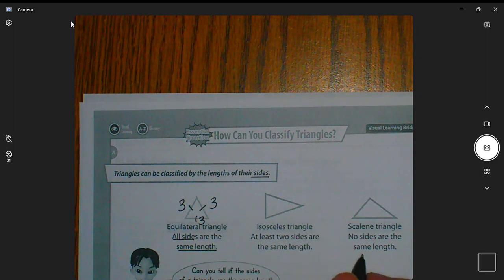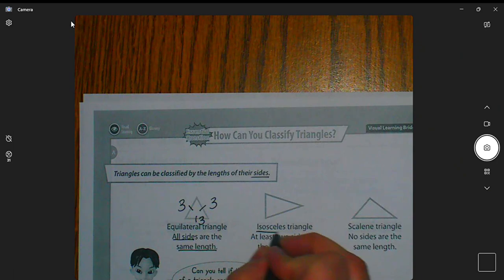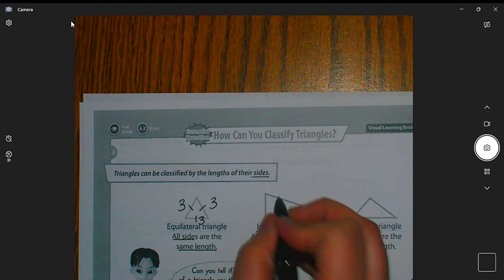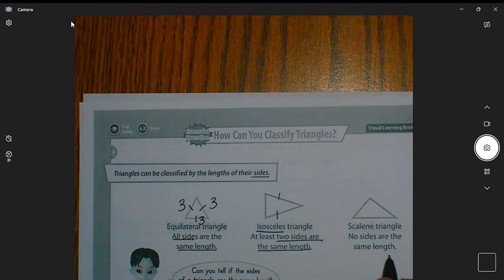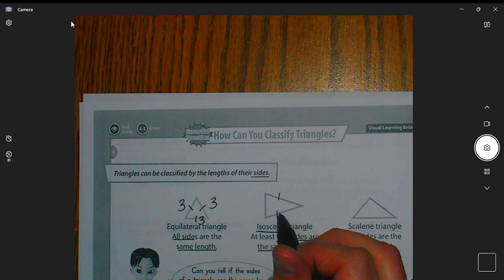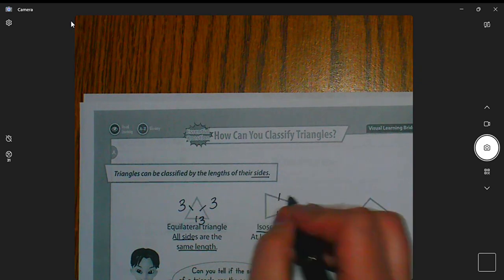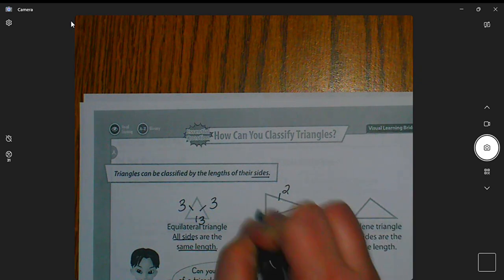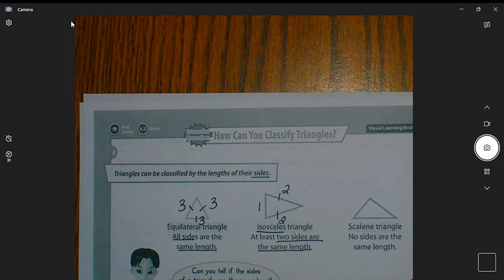Isosceles, that is a new word for 5th graders. Isosceles means two sides are the same length. And no matter how wide or how narrow this triangle is, these two sides will always measure the same. So I can say 2, 2, and 1. And that tells me that the sides that measure 2 and 2 equal each other.